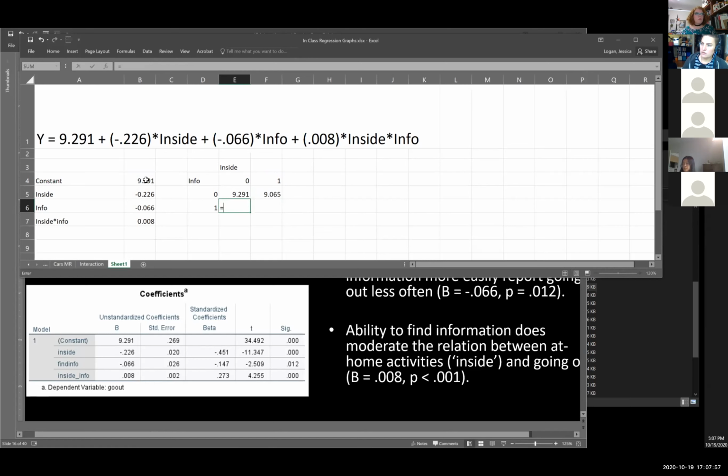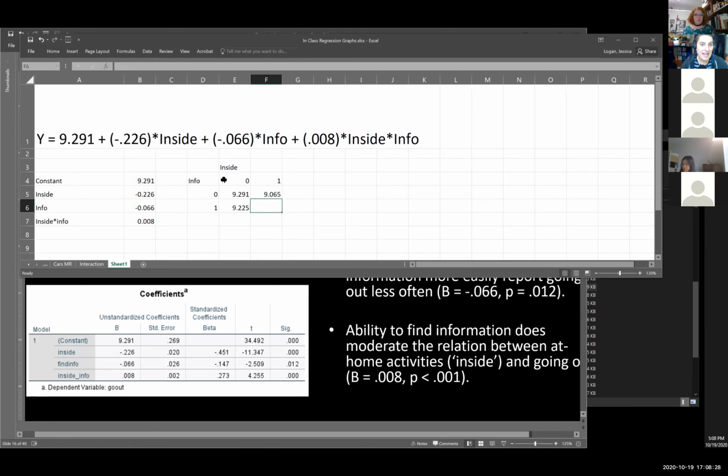Equals constant plus inside times my inside value, plus the info coefficient times my info value, plus the interaction term times the info value times the inside value. I got 9.225.